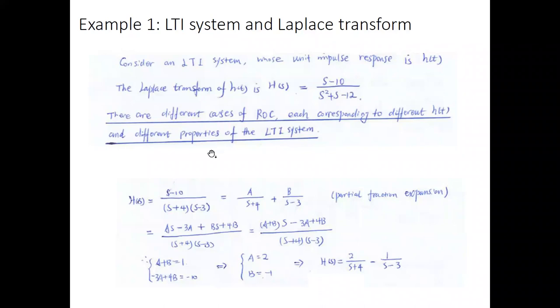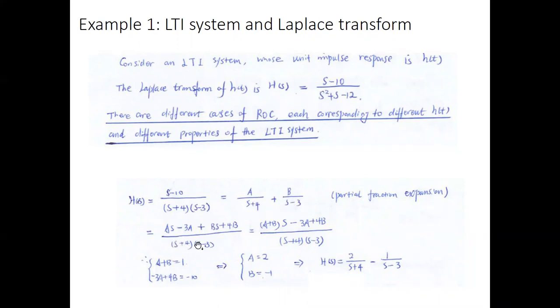Actually, depending on the possible different cases of region of convergence, h of t may have different representations, and the LTI system may have different properties. So I will elaborate below. Let's first look at this capital H of s, this rational function. The first step is to use partial fraction expansion to split it as the summation of two simple rational functions, where the denominator is only a first order polynomial. The denominator s squared plus s minus 12, if we factorize it, is s plus 4 times s minus 3. So we divide as A over s plus 4 plus B over s minus 3, where A and B are two constant coefficients associated with each term.